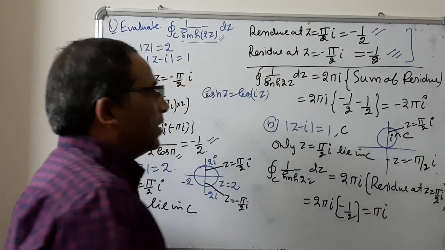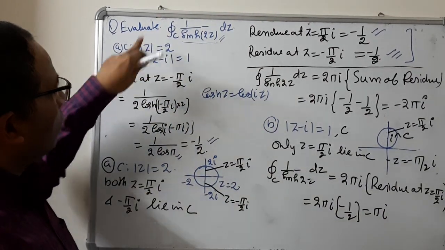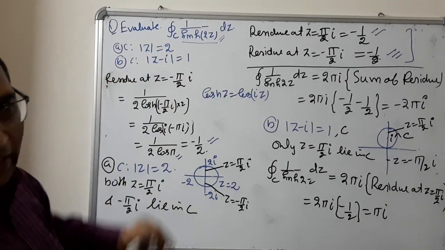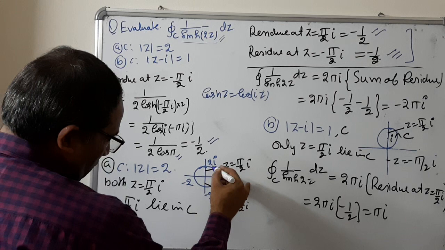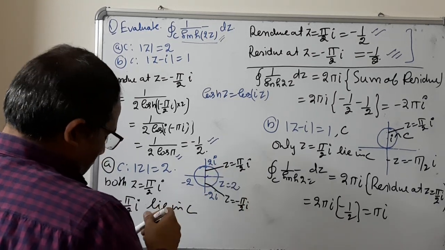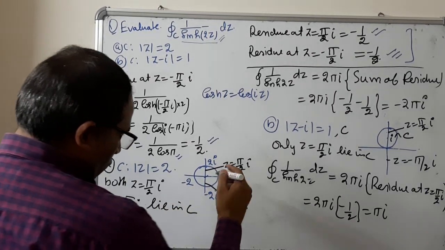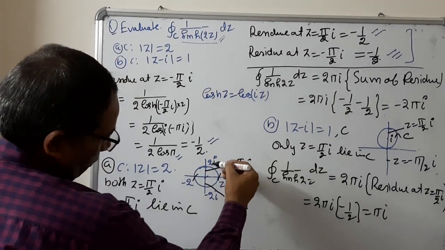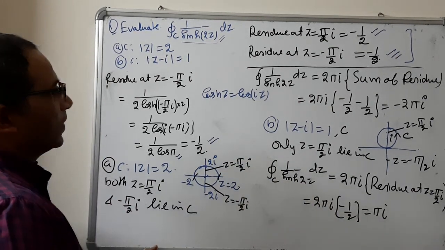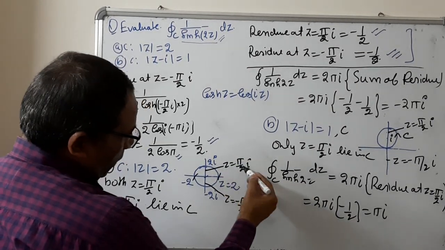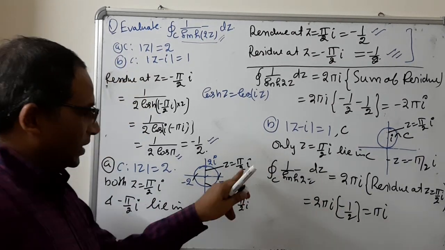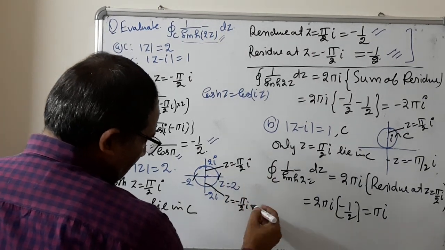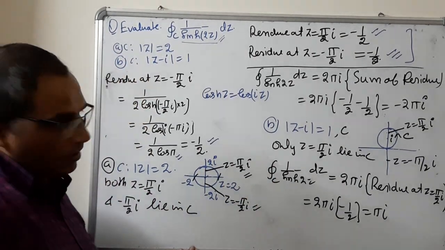These two are the residues. Now take the first circle, modulus of z equal to 2. We draw a circle with center z equal to 0 and radius 2. This is z equal to 2, this is z equal to minus 2, above is z equal to 2i, and this is minus 2i. Both the singularities, pi i by 2, if we just see the value of pi by 2, that is less than 2. That means pi i by 2 and minus pi i by 2 both lie in the given circle.